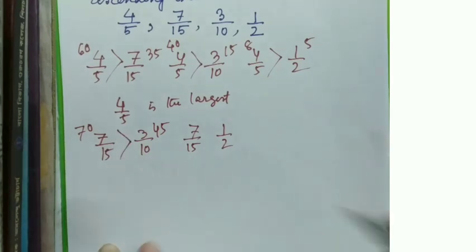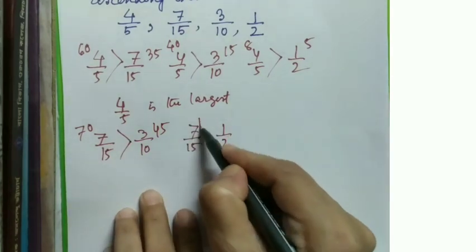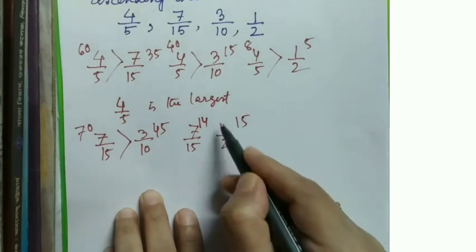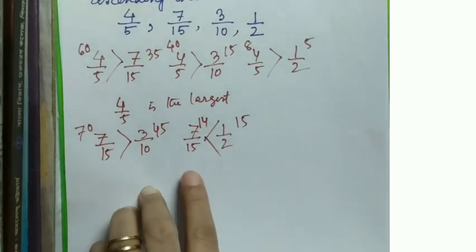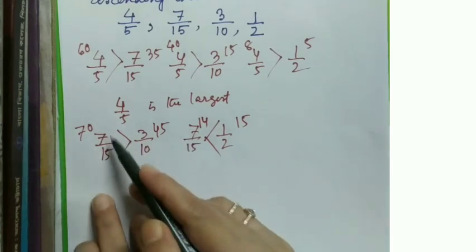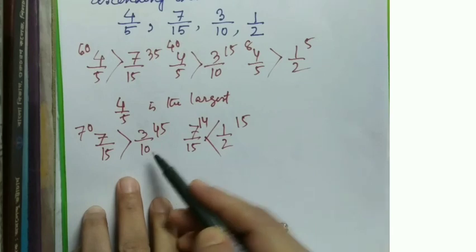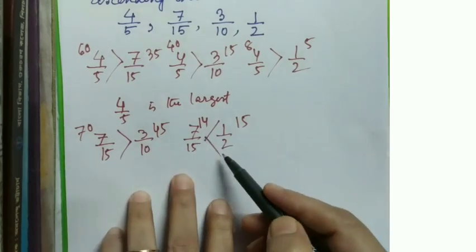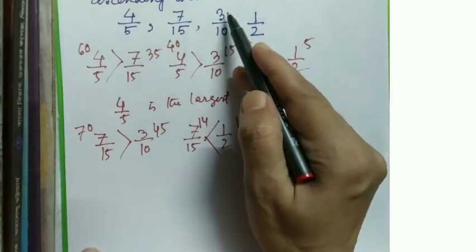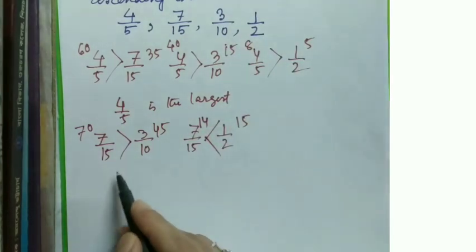70. So this one is greater. 7 twos are 14, 15 ones are 15. Which one is greater? 15. That means half is greater than 7 by 15. So here in this case 7 by 15 is greater than 3 by 10, but 7 by 15 is less than half. Okay, now I am comparing 3 by 10 and half.